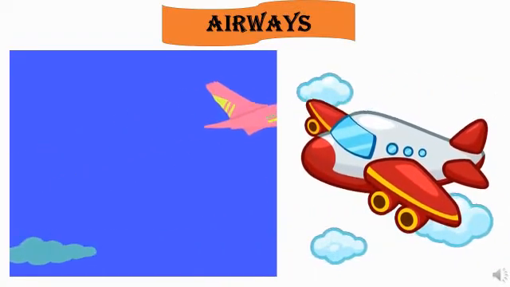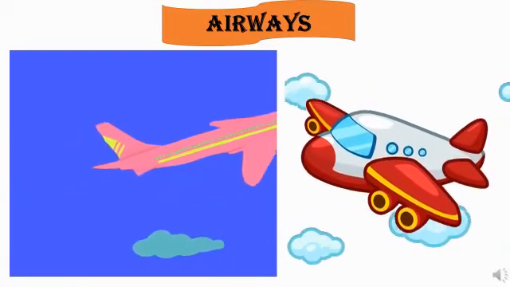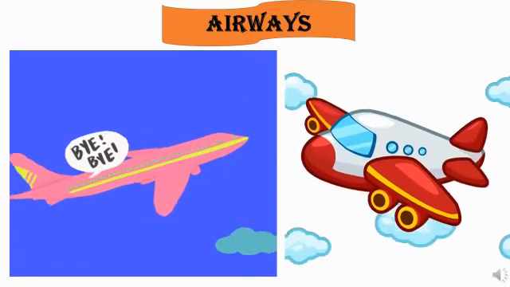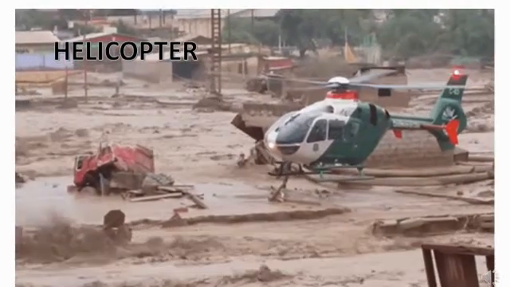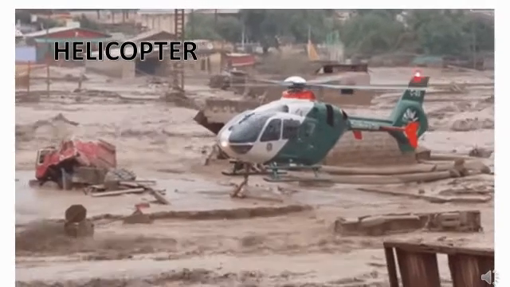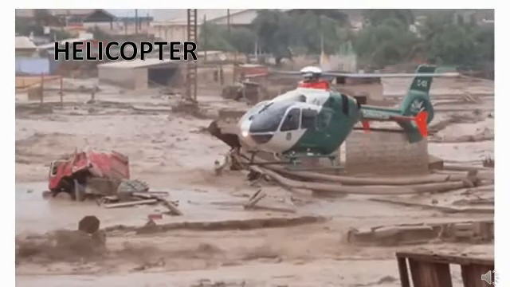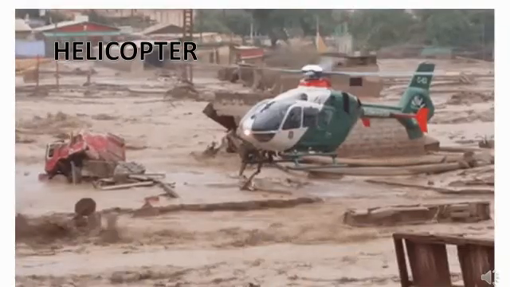Children, what is meant by perishable goods? Perishable goods means something that gets spoiled quickly. Helicopters are used in areas that are difficult to reach. They are used to drop food and medicines and rescue people during natural disasters.